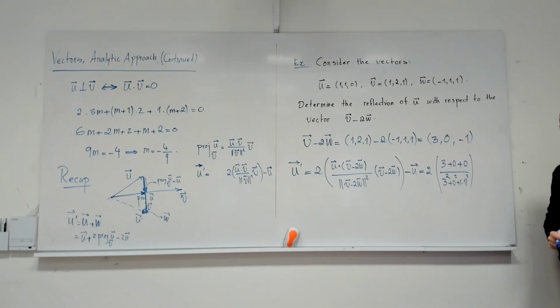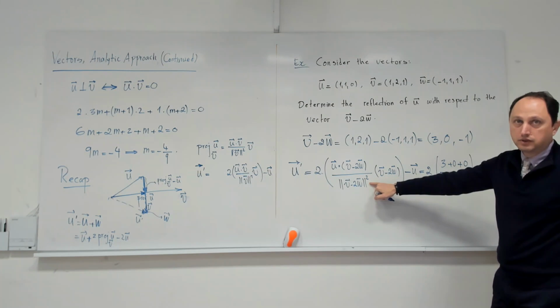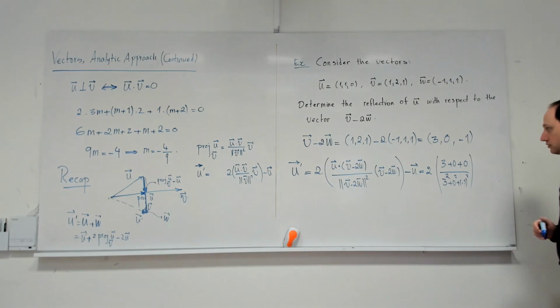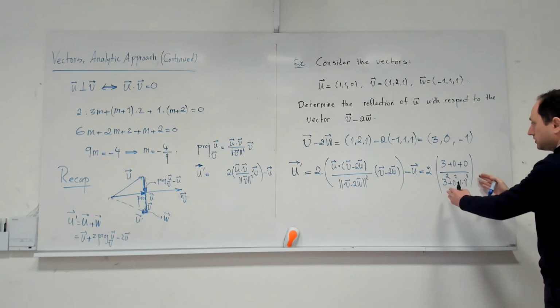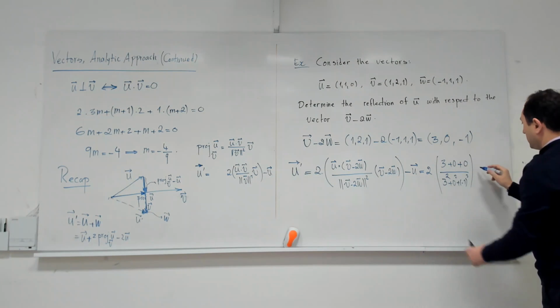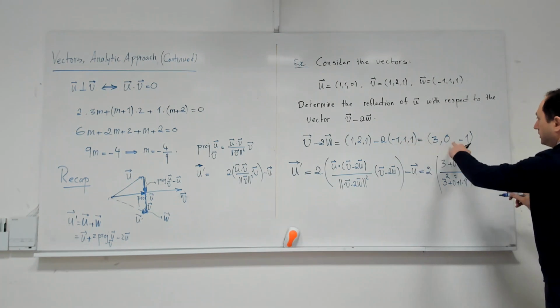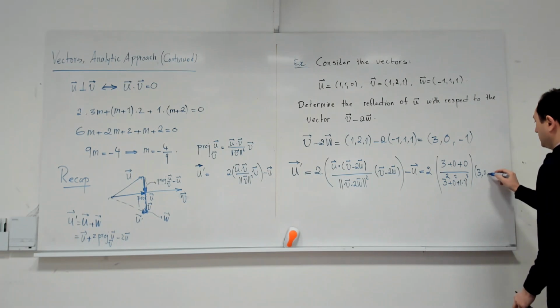Don't you take the root? No, the root is taken only if I don't have this power 2. This is the norm squared, so I don't have the root, yes? And then I find this number and I multiply it by those components. So what are they? 3, 0, and minus 1.